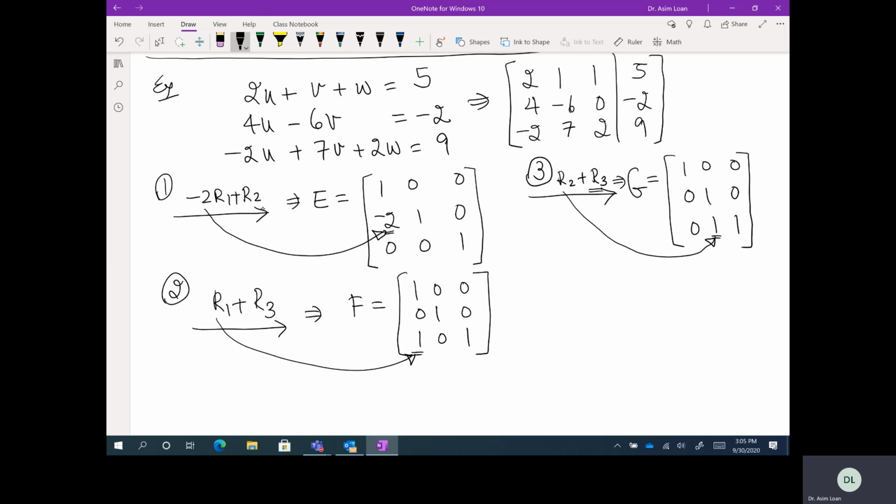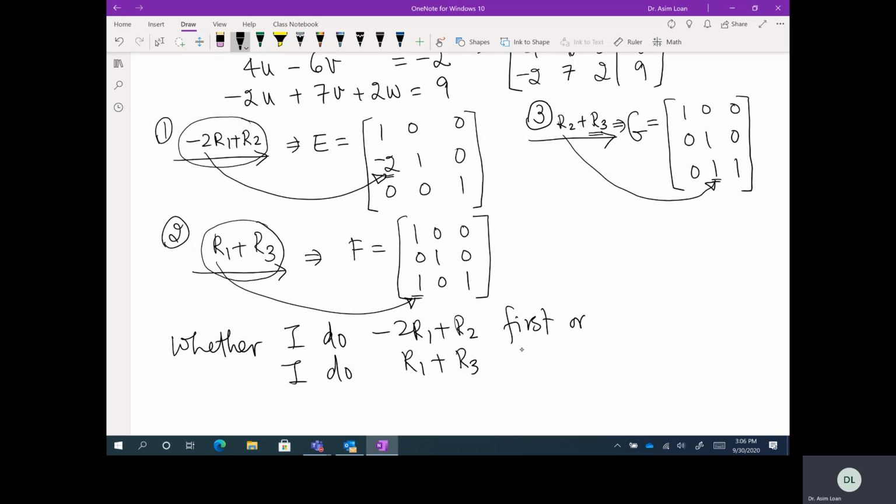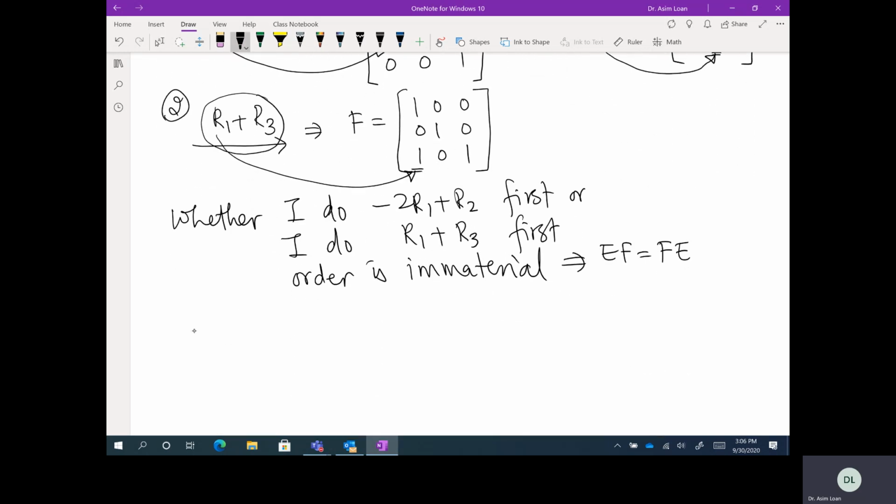Whether I do this operation first or I do that operation first, it's immaterial. So E times F should be equal to F. Let's check whether I do minus 2 row 1 plus row 2 first, or I do R1 plus R3 first. The order is immaterial. This implies E times F should be equal to F times E. So let's check.